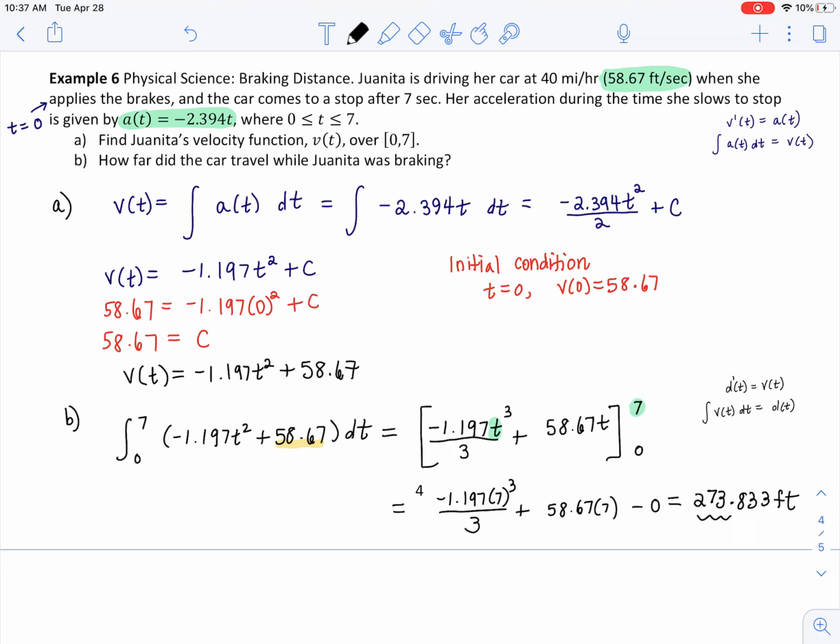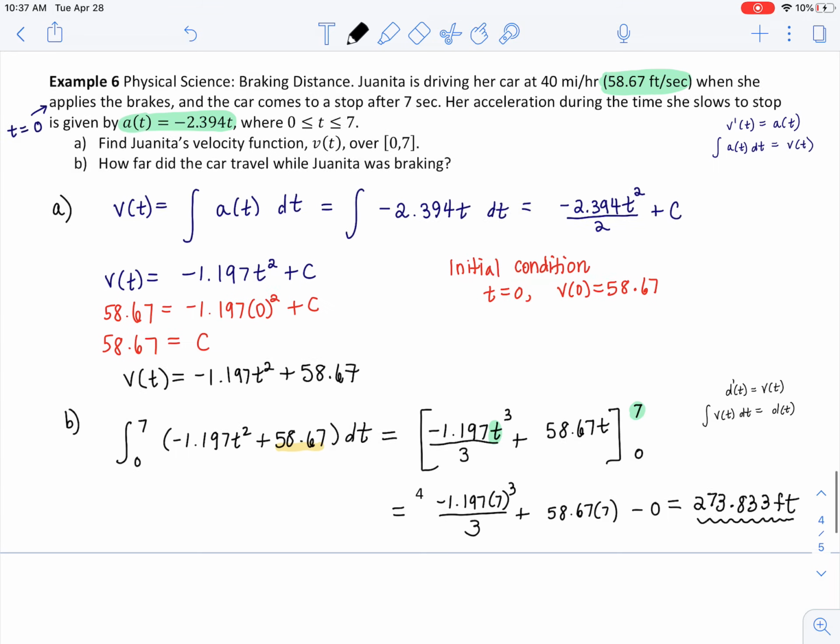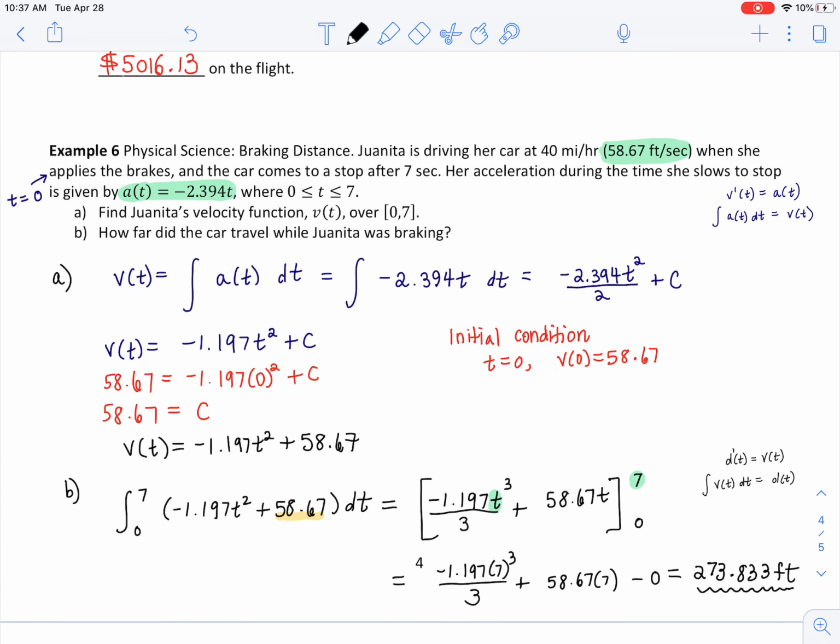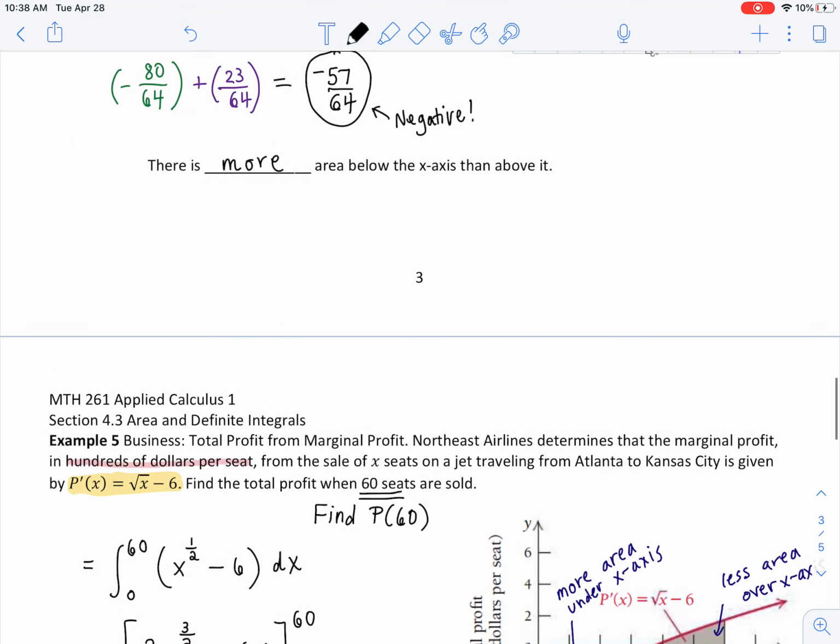273.833 feet was how far she traveled while she was braking for the 7 seconds. So before she comes to a complete stop, she still traveled that much. Okay, so that's very good. And that was it for 4.3, example 4, 5, and 6.